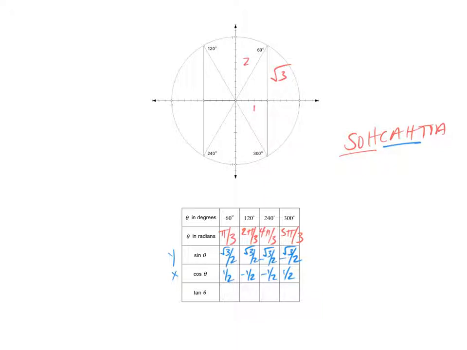Next, we get our tangent, which is going to be y over x. And all of these are going to be in the form of the square root of 3 over 1, which just equals the square root of 3. And then we just have to look at our y over x. If both y and x are positive, such as in quadrants 1 and 3, this is going to be a positive value. In quadrant 2, my x value is negative while y is positive, and in quadrant 4, the opposite is true.